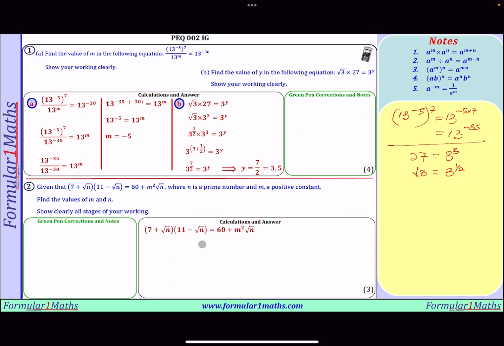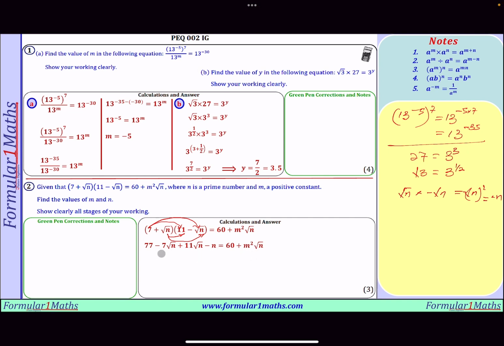To do that, we are going to multiply 7 by 11 and then 7 by minus root n. And we then multiply root n by 11 and root n by minus root n. So if we do that, we're going to get something like this. That will be 77 minus 7 root n plus 11 root n minus n is equal to 60 plus m squared root n. Now root n times minus root n will be minus root n all squared. And that gives us minus n. So that's why this is minus n.